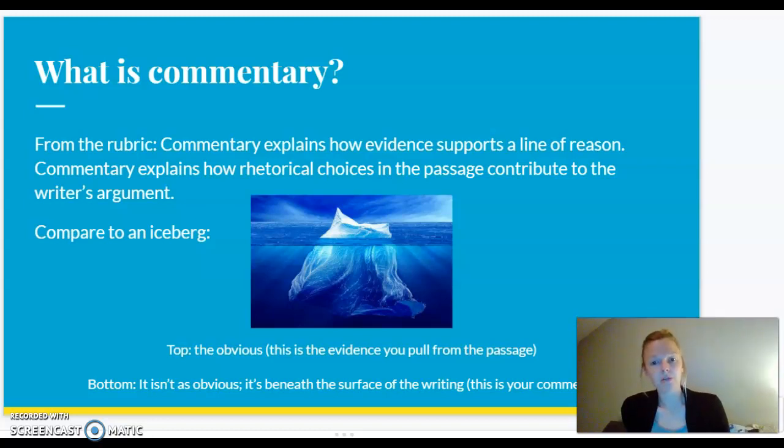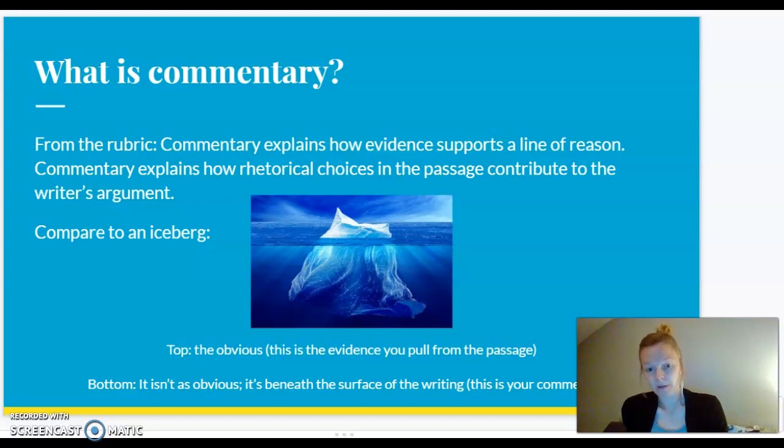Commentary explains how rhetorical choices in the passage contribute to the writer's argument. I found this metaphor that I thought was quite genius. You can compare all of this to an iceberg. The top of the iceberg is the thing that everybody can see. It's super obvious. This is like the evidence, the quotes that you're pulling from the text. They're right there. You don't have to really search for them.